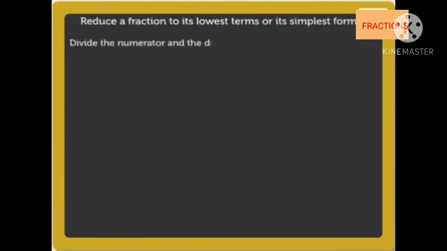Kids, now let us see how to reduce a fraction to its lowest terms or its simplest form. To do this, we divide the numerator and the denominator by their highest common factor. Let us understand it in a better way by solving a few examples.